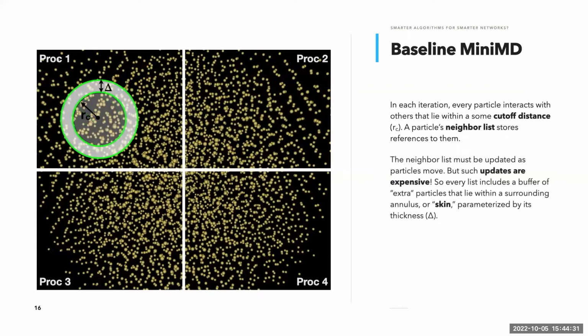To reduce that cost, every list includes a buffer of extra particles. This buffer lies between two circles, shown in this figure. The parameter delta in the figure is a tuning parameter that determines how frequently we need to update the neighbor lists.